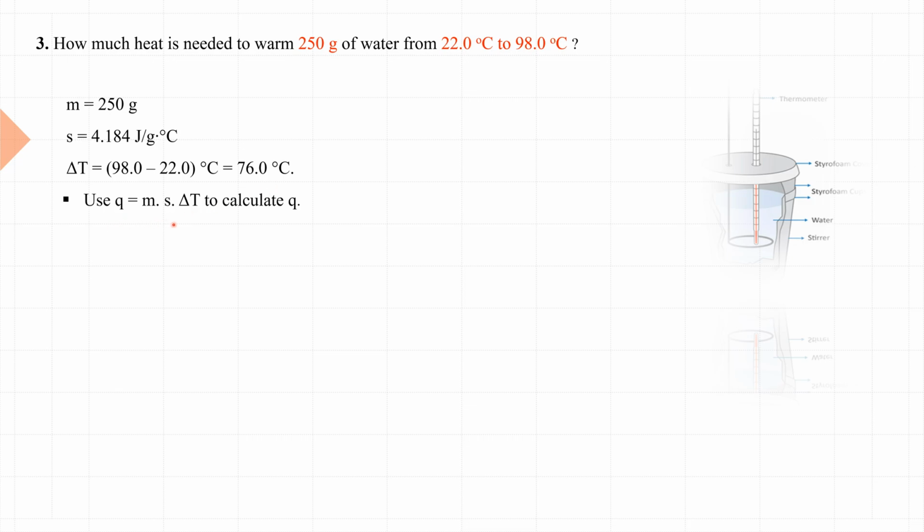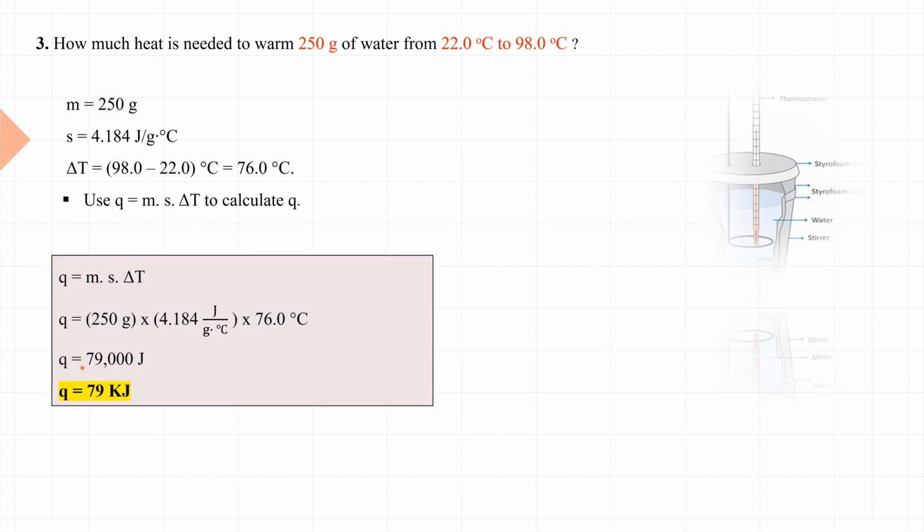Let's apply the equation Q is equal to mass times specific heat times delta T. Mass times S times delta T. Then significant figures: 2 significant figures in the mass reading, 4 sig figs in the specific heat, and 3 in the temperature change. So the least number is 2. Then the final answer is 79,000 joules or 79 kilojoules.